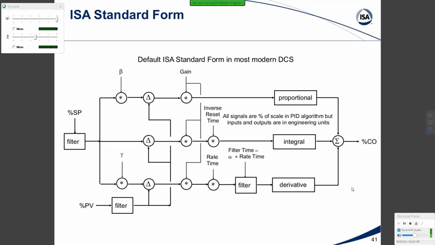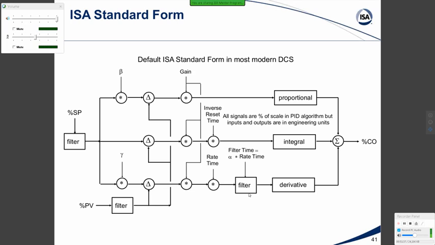Now, the ISA standard form is what we think people should be using, and here it shows that the gain term does affect all of the modes, and everything is computed in parallel. There's a built-in derivative filter.